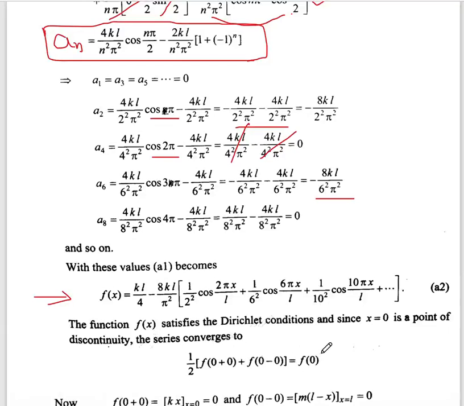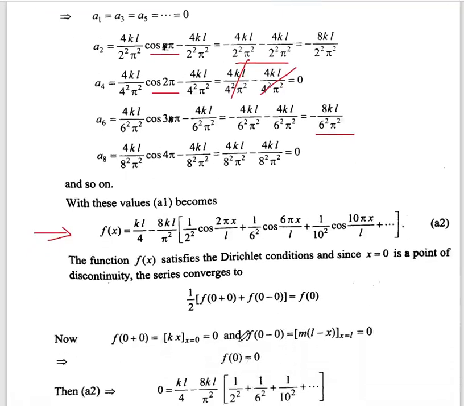Now if you observe, this function f of x satisfies the Dirichlet conditions. Since x equal to 0 is a point of discontinuity, this series converges to f of 0. So therefore by using the formula 1 upon 2 of f of x0 plus plus f of x0 minus, which we have already learned in the second or third lecture, at x0 equal to 0 we will get 1 upon 2 of f of 0 plus 0 plus f of 0 minus 0.